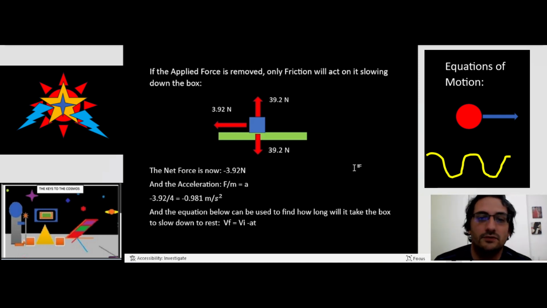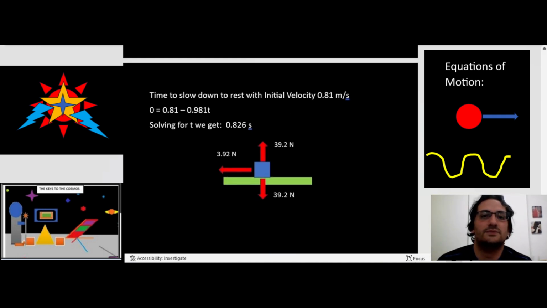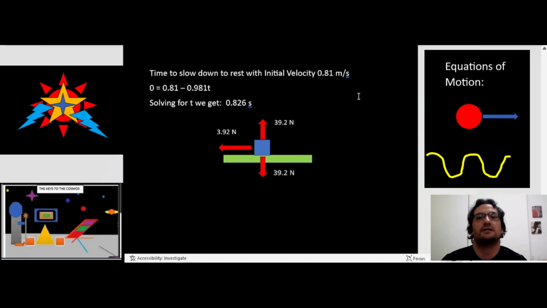And the equation below can be used to find how long it will take the box to slow down to rest, because now only friction is acting on it. Time to slow down to rest with initial velocity of 0.81 meters per second. Solving for t, we get 0.826 seconds, how long it's going to take for the box to slow down. Not a lot. It's going to be less than a second.